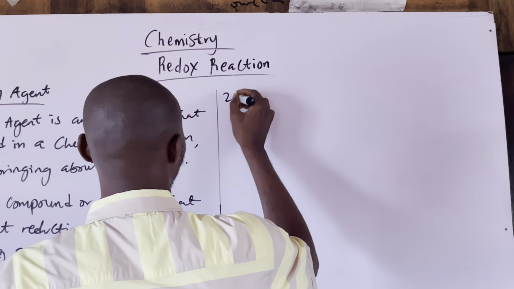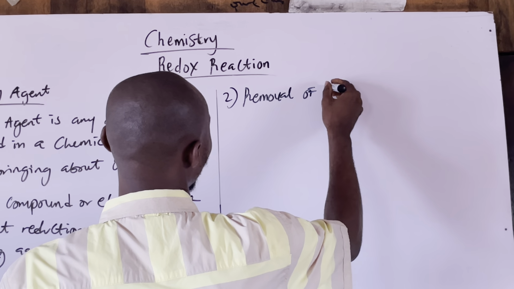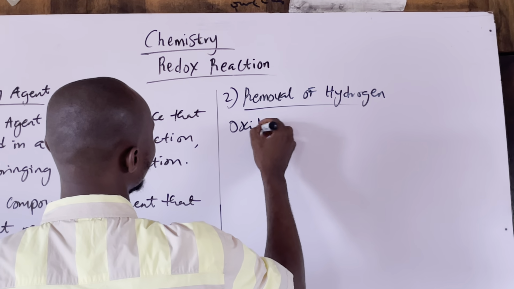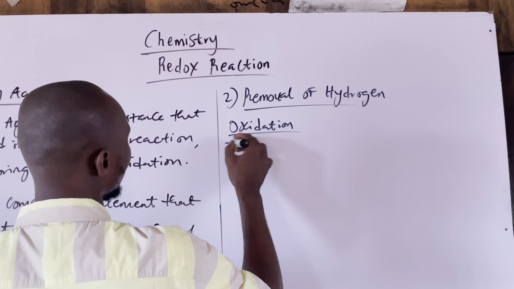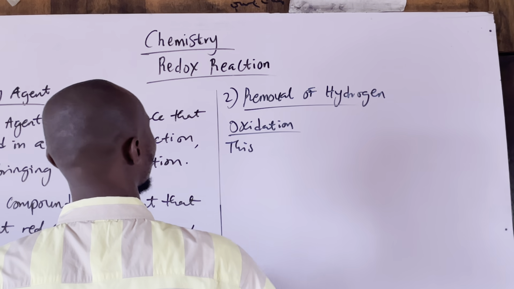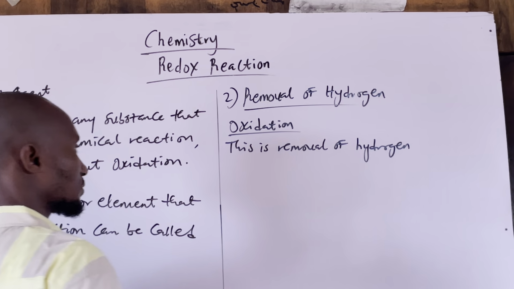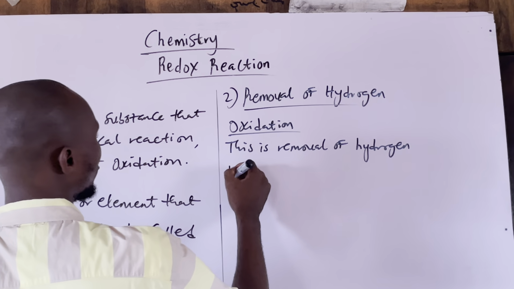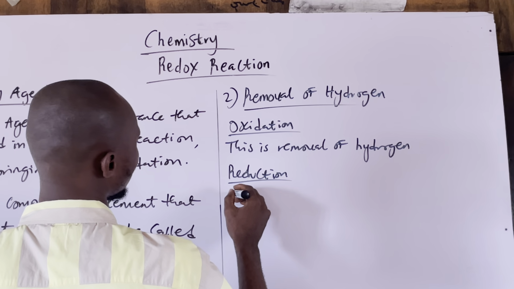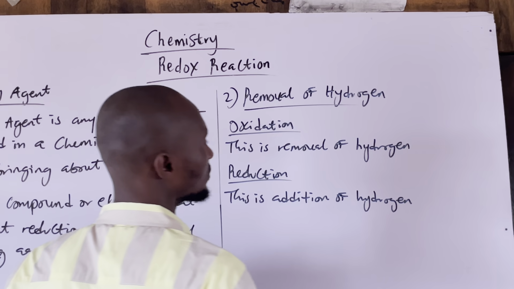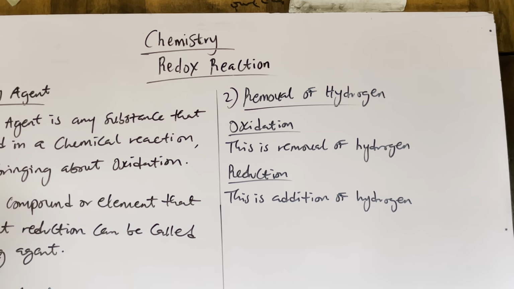So now, number two is removal of hydrogen. Remember, we are still under the definition of oxidation and reduction. Removal of hydrogen. So here we can say that oxidation is removal of hydrogen, while reduction is addition of hydrogen. Addition of what? Hydrogen.